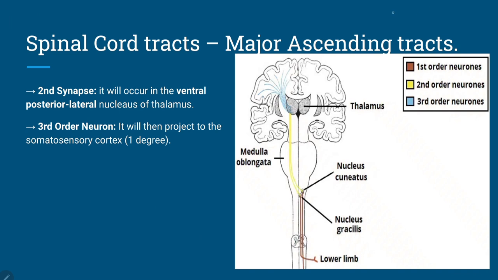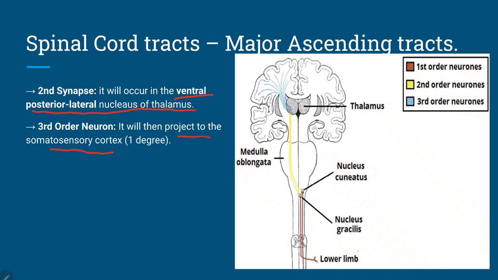Then we have a second synapse that will occur in the ventral posterior lateral nucleus of the thalamus. And then the third order neuron will project to the somatosensory cortex. That's the final neuron. It will terminate there.